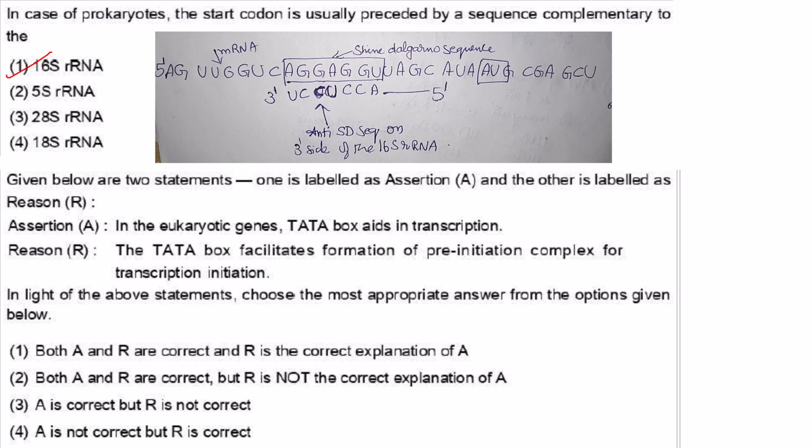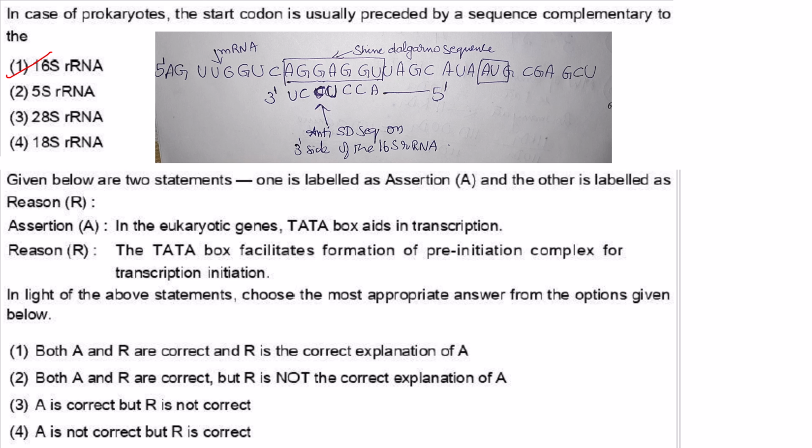Then given below are two statements. One is labeled assertion and the other is labeled as reason. In eukaryotic genes, TATA box aids in transcription. Yes, it aids in transcription initiation. So that's correct. TATA box facilitates formation of pre-initiation complex for transcription initiation.